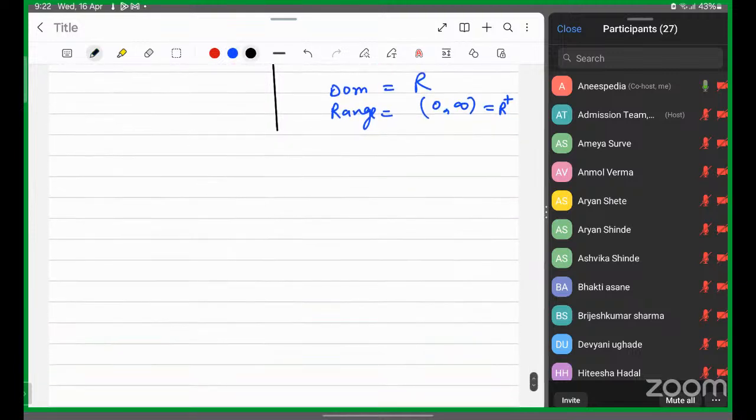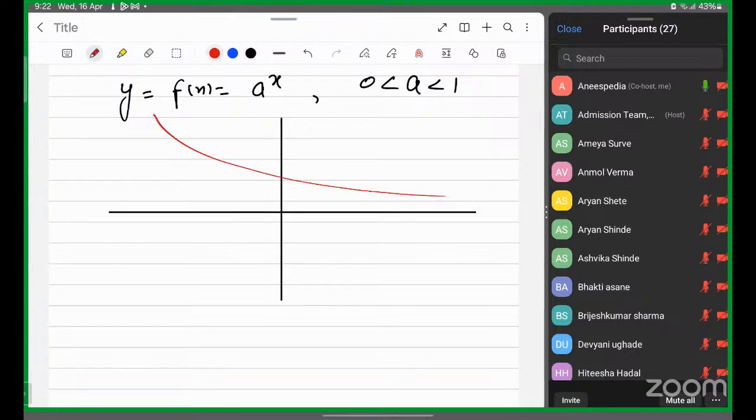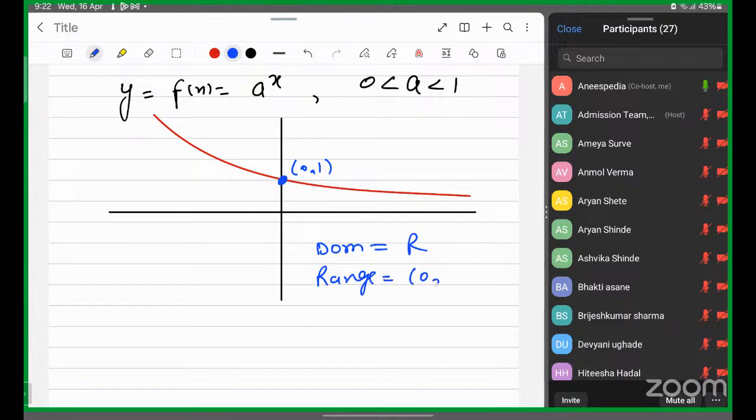If we have y = f(x) = a raised to power x such that a is between 0 and 1, then the graph will go like this. This point will again be (0, 1). From the graph, the domain will be R. The range is still 0 to infinity, that is R plus.